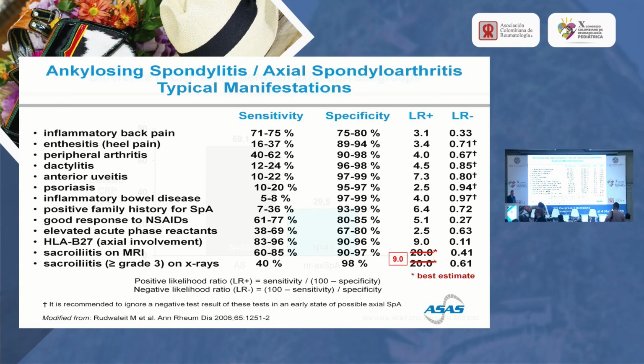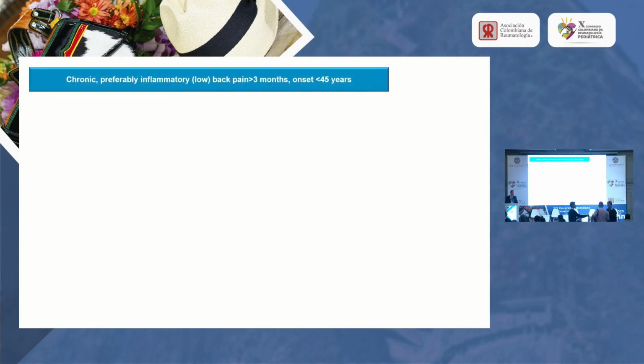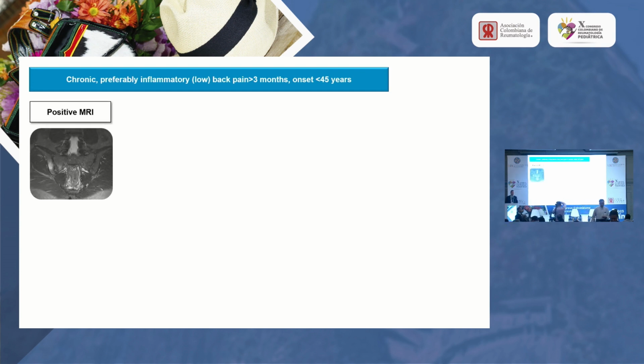Now I'm going from science to clinic. I will therefore try to show you what I believe is happening in daily practice. This is the key slide for the introduction. We have patients who are young. They are below 40 or 45 years. We have patients who have chronic back pain, preferably inflammatory. And maybe in this situation, a patient with a positive MRI. Would you believe that this patient has spondyloarthritis?